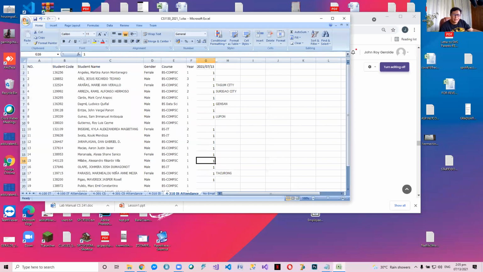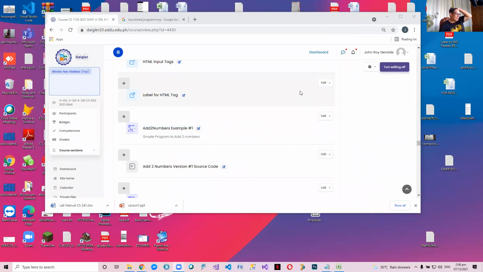Gutierrez, where are you from? Can you chat? Gutierrez, I presume you're from Davao City. Okay. Did I miss anyone anyway? Why did I call everyone? Okay. So anyway.